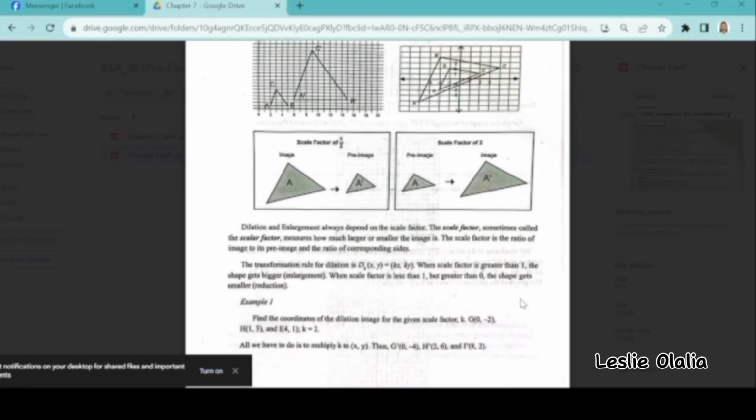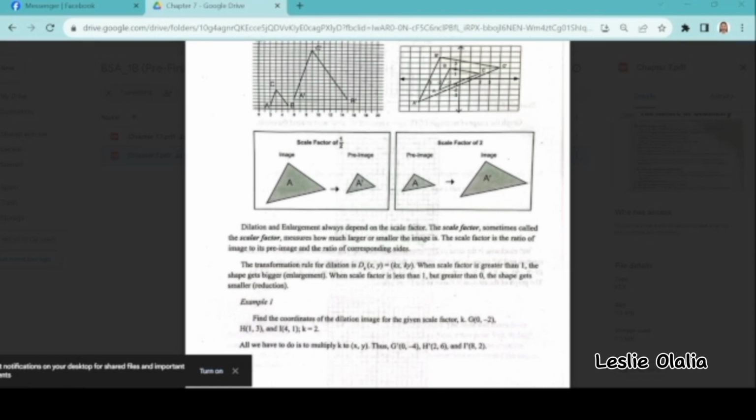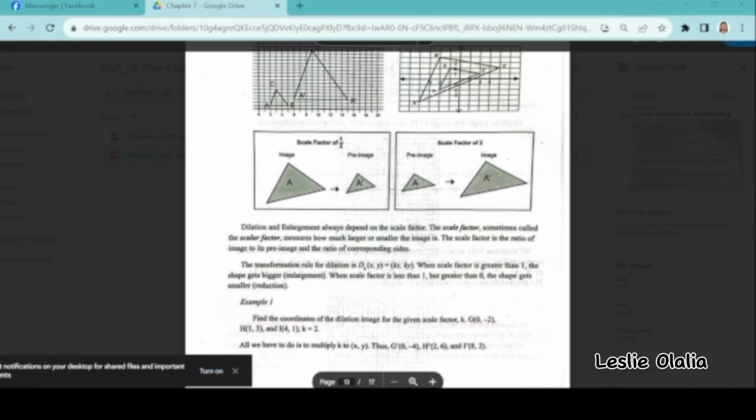Now, the dilation and enlargement always depend on the scale factor. The scale factor, sometimes called the scalar factor, measures how much larger or smaller the image is. The scale factor is the ratio of the image to its pre-image and the ratio of corresponding sides.